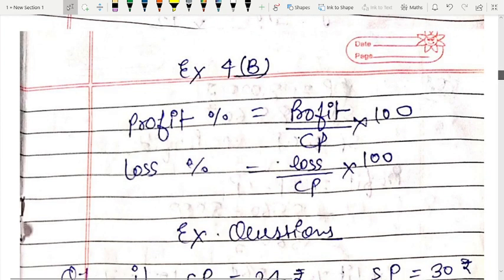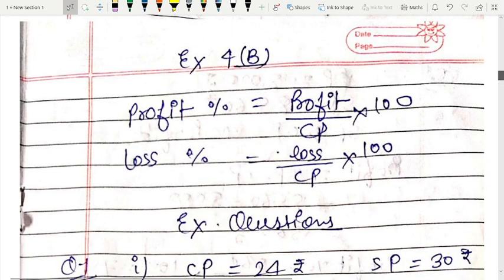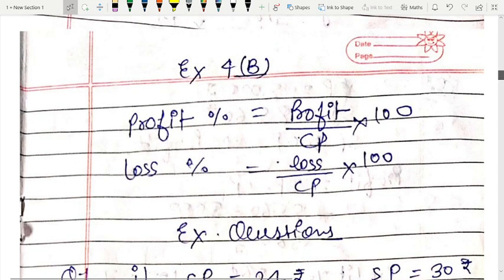Now let's come to exercise 4b, and in this exercise we are going to find out the profit percentage and loss percentage. In the previous exercise we understood how to find profit, loss, cost price and selling price when the other things are given. In this exercise we are going to find profit percentage and loss percentage. You know very well that percentage means out of 100. Out of 100, how much profit are we getting.